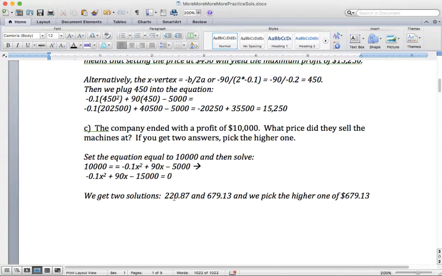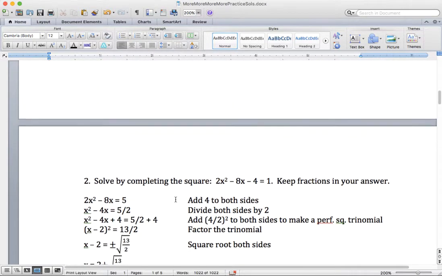And we would also get a profit of 10,000 had we set the price at $220.87, in which case we would have sold more machines, but they would have been at a lower price, so we would not have ended up making as much profit.